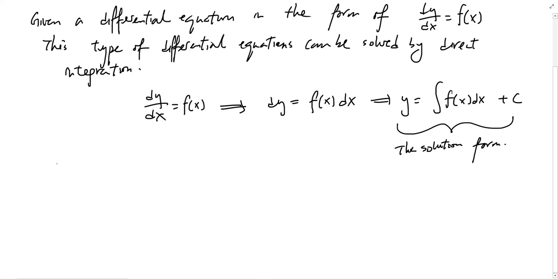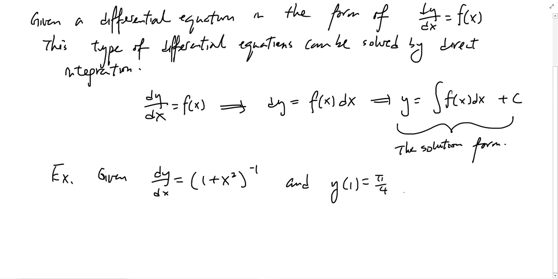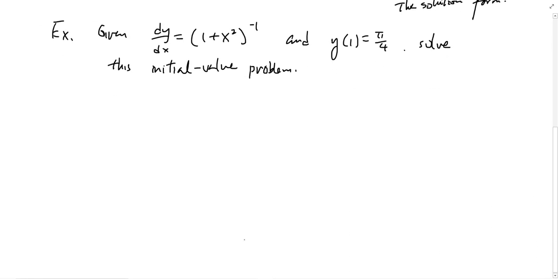Now, of course, this one is called direct integration, so we can actually integrate to find an answer. Therefore, I'll give you a very simple example to illustrate this concept. Let's say we have dy over dx equal to (1 plus x squared) to the negative 1 power. And in this case, I'm also going to give you an initial condition. Let's say y of 1 equals pi over 4. And the question is to solve this initial value problem. Remember, if I give you a differential equation and an initial condition, then what we have is an initial value problem. So how would we do this one?